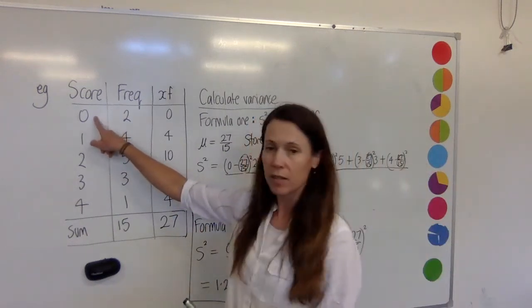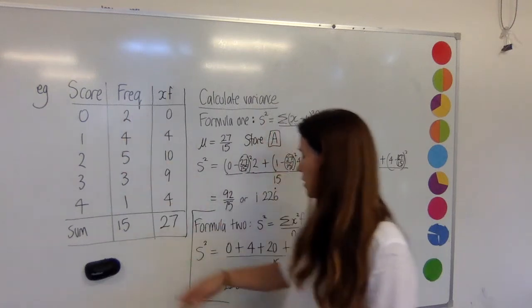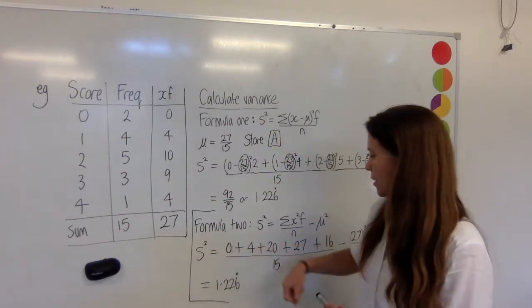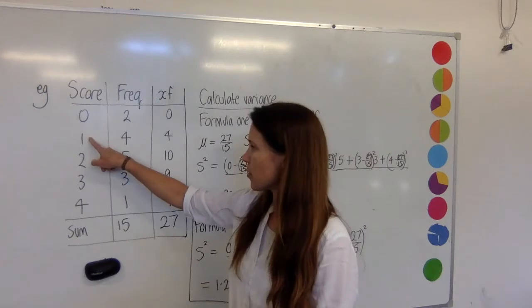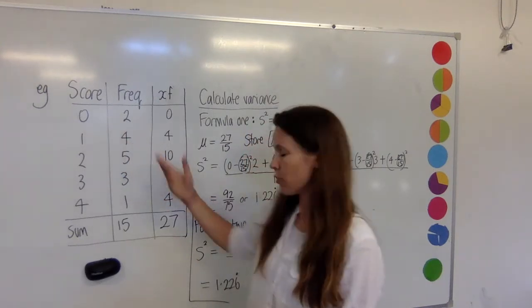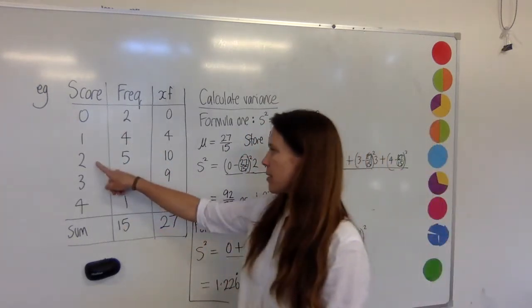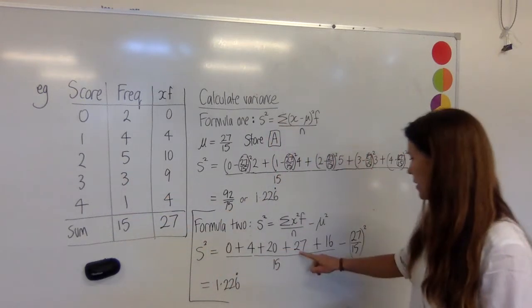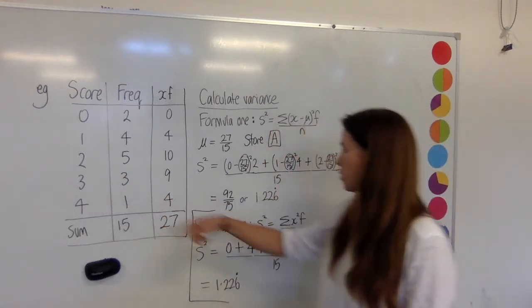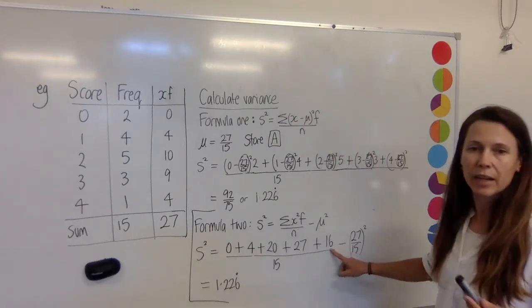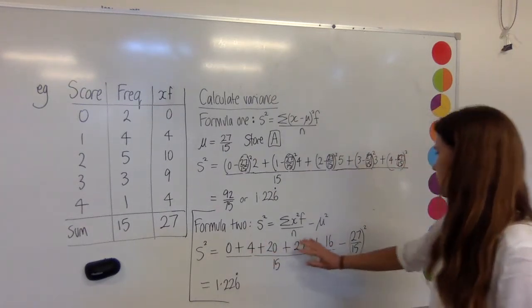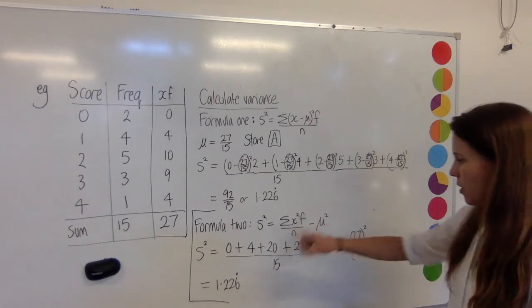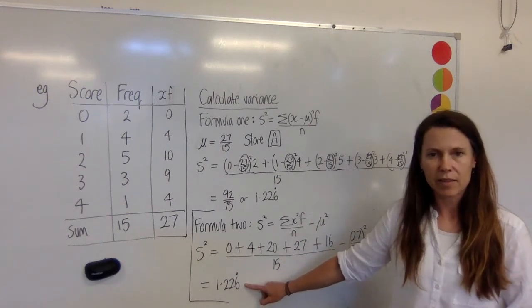Square this number, 0, and multiply it by 2, I get 0. I'll just do that part in my head and write it down. Square this, 1 times by 4 is 4. Square this and multiply by this and you get 20. Square it, multiply by 3. Square this and multiply by 1. And now I can actually just put this part in my calculator, so much quicker and easier to do, and I get the exact same answer.